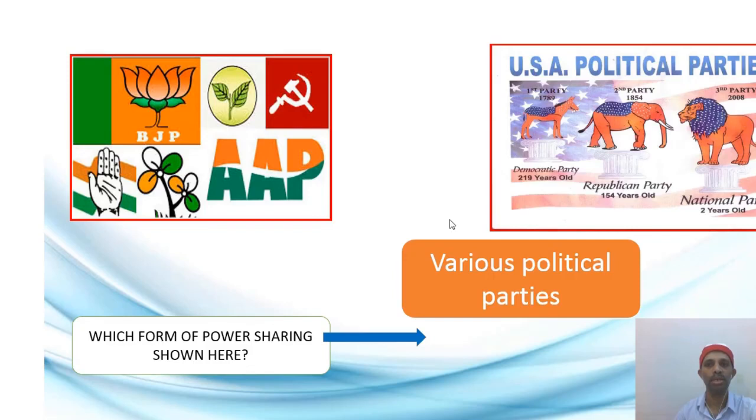Some are ruling parties, some are opposition parties. There can be a coalition government. Through a coalition government, you can also say that power is shared among various political parties at various levels. And this is one of the forms of power sharing. Power is shared among various political parties.